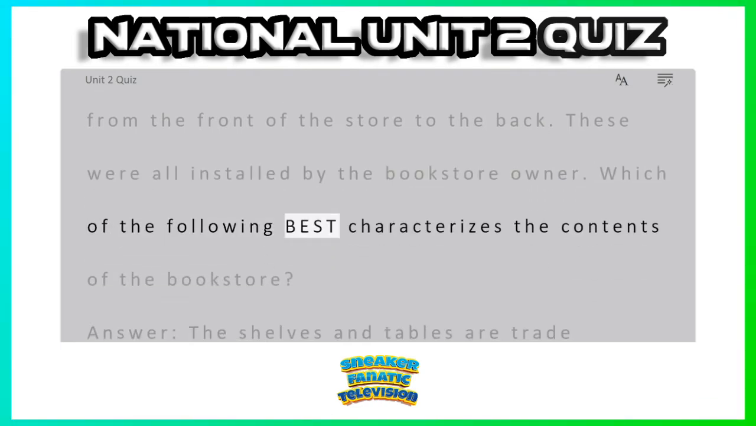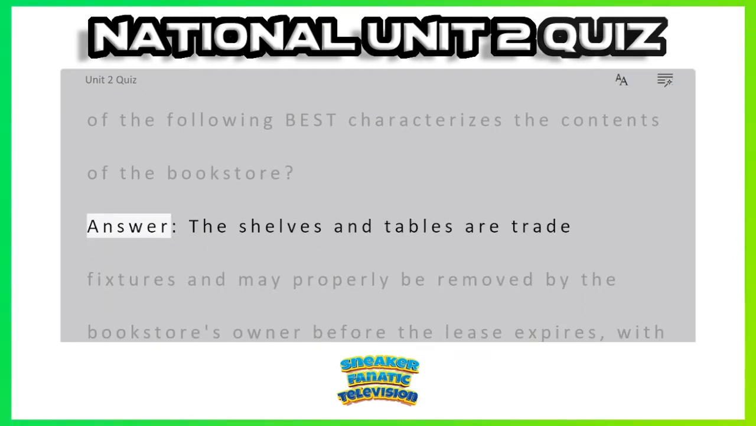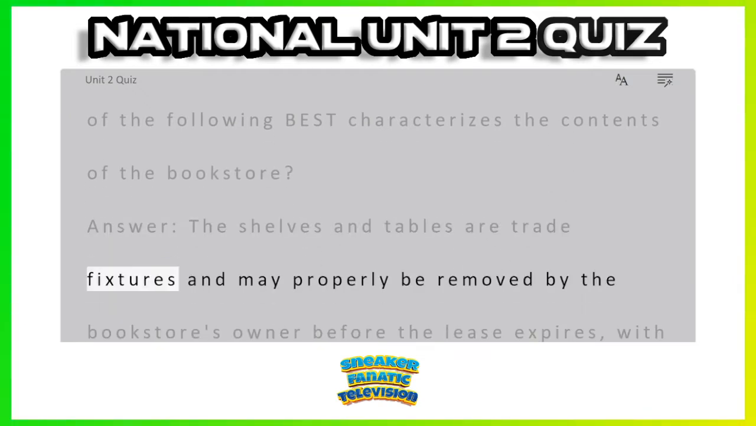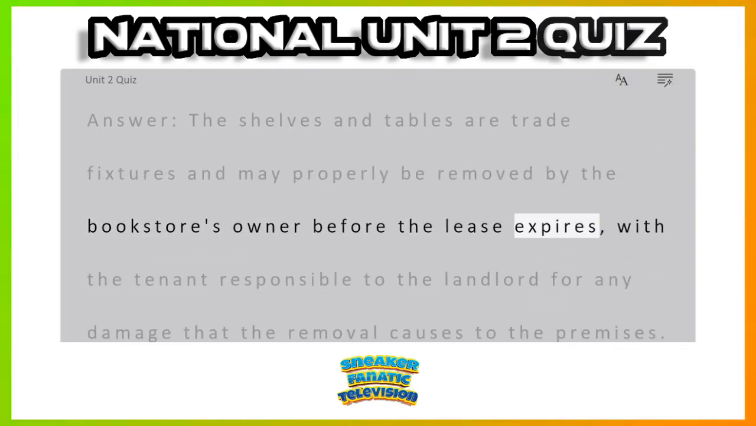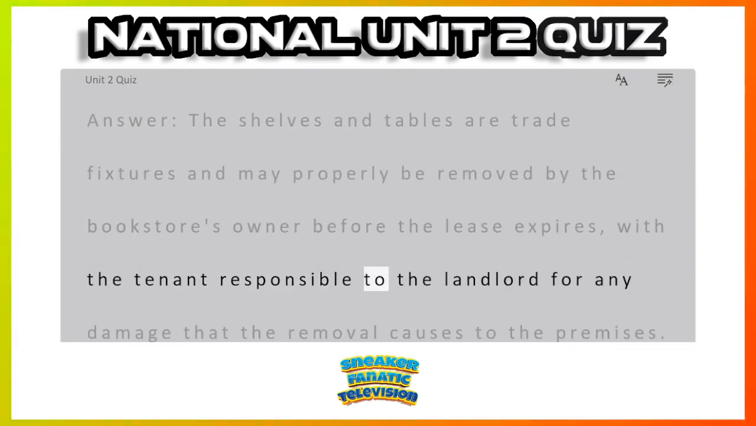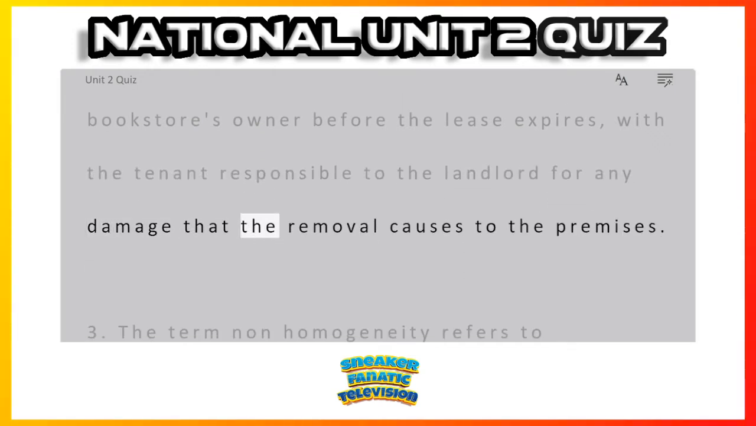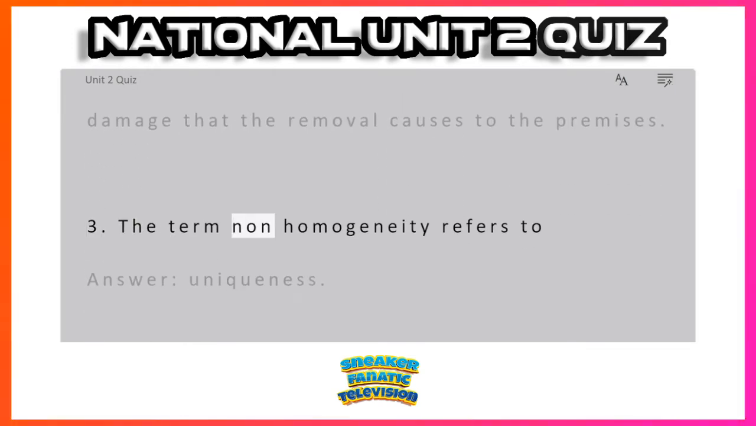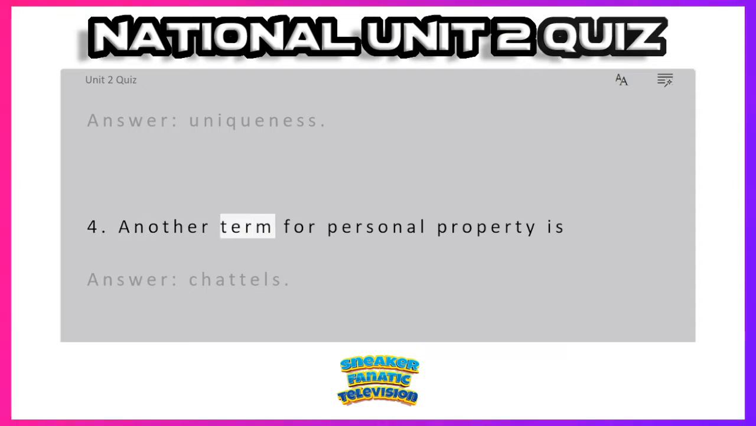These were all installed by the bookstore owner. Which of the following best characterizes the contents of the bookstore? Answer. The shelves and tables are trade fixtures and may properly be removed by the bookstore's owner before the lease expires, with the tenant responsible to the landlord for any damage that the removal causes to the premises. 3. The term non-homogeneity refers to. Answer. Uniqueness.